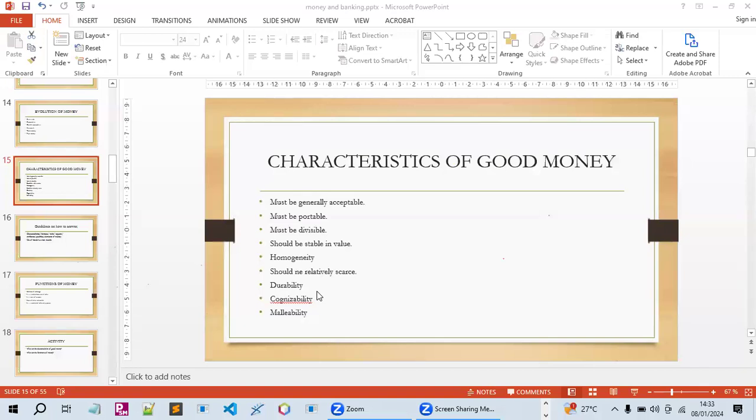And for malleability, good money should be malleable. Malleability is the ease with which the printing authority prints money. This means that it should be easy to print.